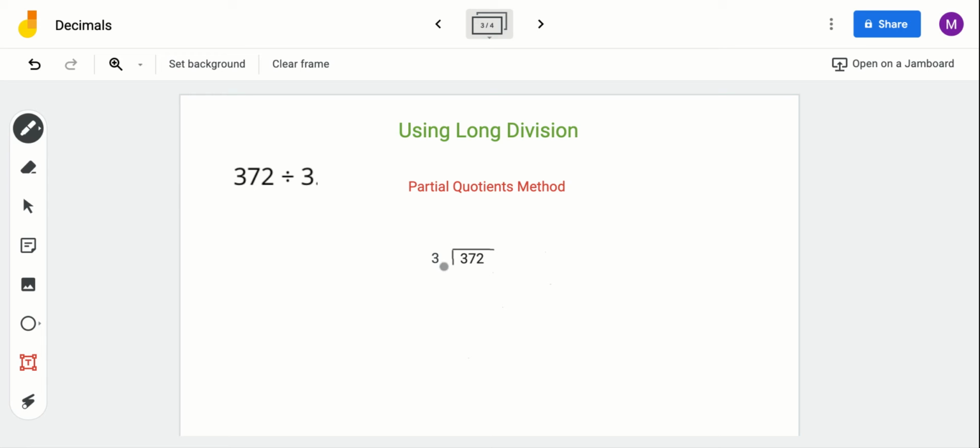So 372 divided by 3, I'm thinking how many 3's can I get? I'm going to start with the hundreds and see how many groups of 3 I can get out of 300. Well, I can get 100 groups of 3. And 100 groups of 3 is 300.